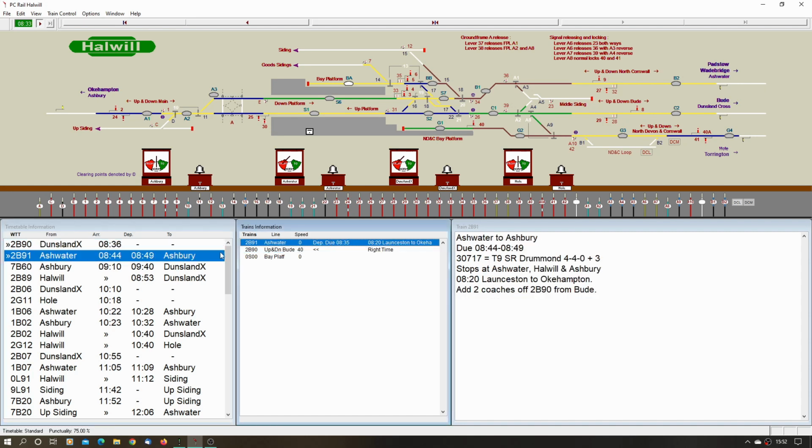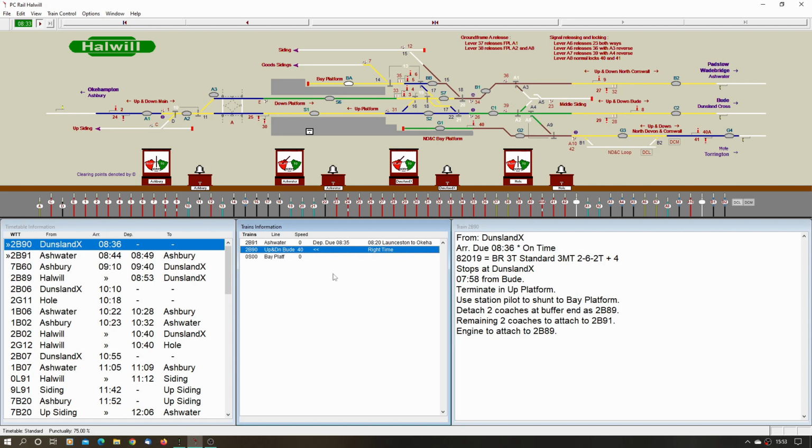So 2B91 has now arrived at Ashwater, due about 8:35, so there's a couple of minutes to wait for that one. And we get straight into section shortly afterwards. Right, since we don't need to caution for change book to stop, I can clear the signals for this one. It's only a couple of minutes off, so we'll get the signals off for that one.